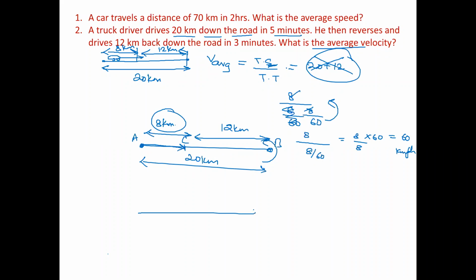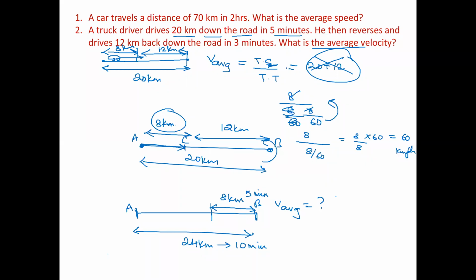I'm going to give one more based on the similar model. A car goes from A to B, which is 24 kilometers, and it reverses and travels. The time that it takes to go from A to B is 10 minutes, and it reverses and travels 8 kilometers in 5 minutes. What is the average velocity? Same concept. Another question, that's all.